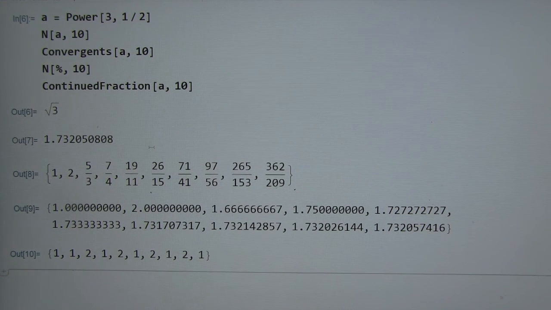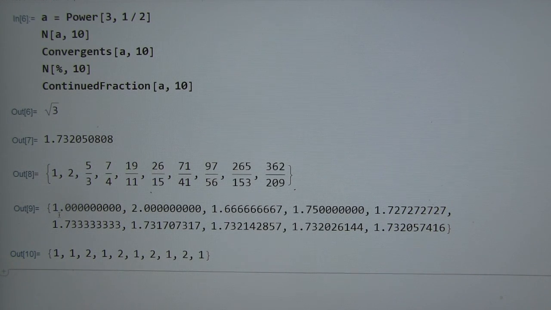Let's see, 26/15 appears to be a good one, because we don't see another good or better approximation until we get to the denominator 41. So 26/15 is the 6th one. Here it's 1.7333333, and that's compared to 1.732 basically. So we've got it to 2 decimal places, and then the third is pretty close.